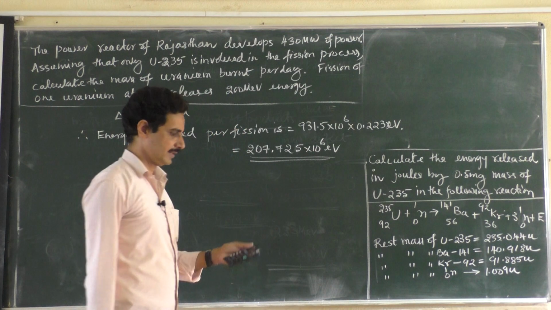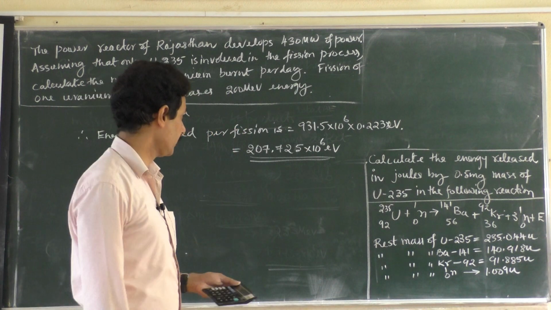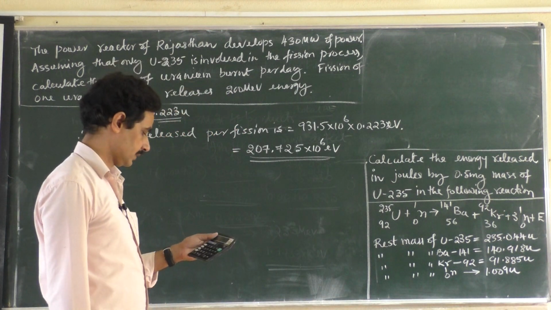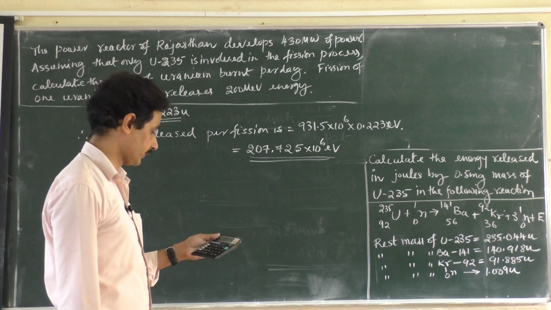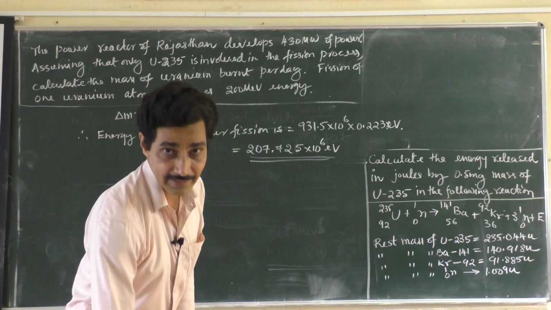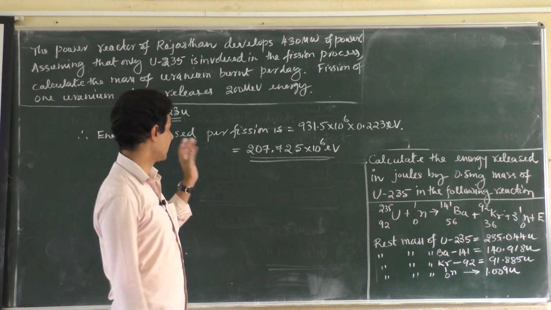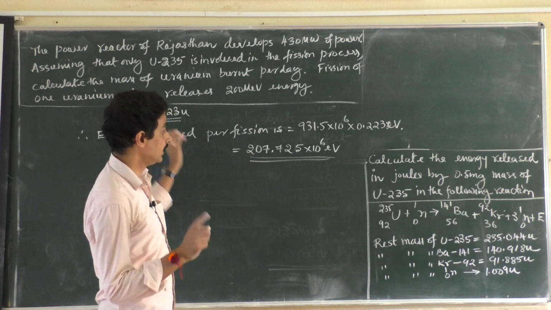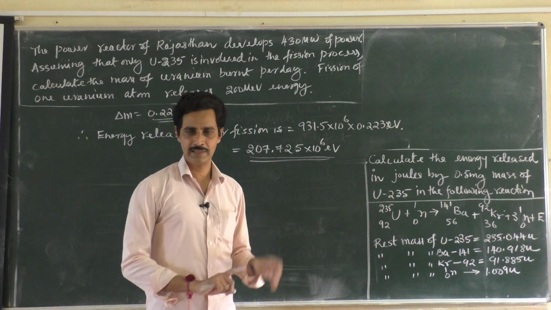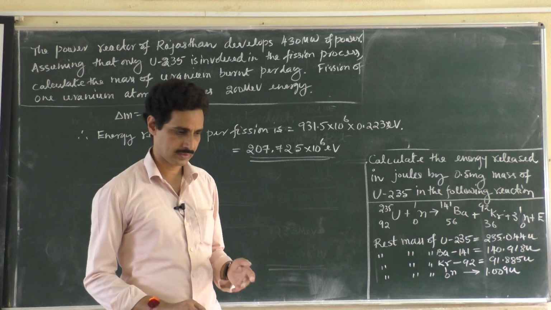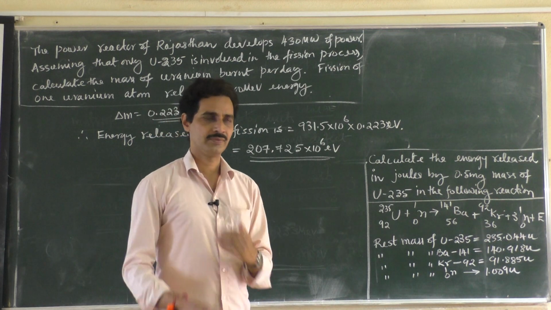This is the energy released in one fission. I have converted the mass defect of one fission into the energy of one fission just by multiplying it by 931.5 million electron volt, because one fission yields so much energy.